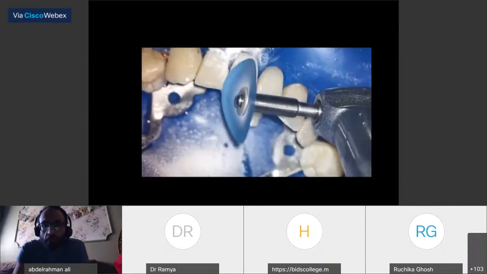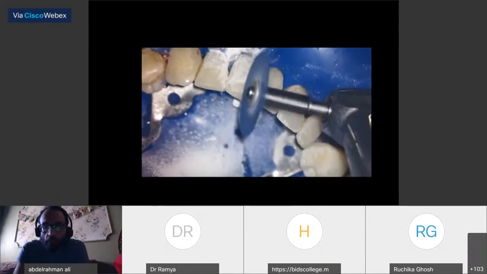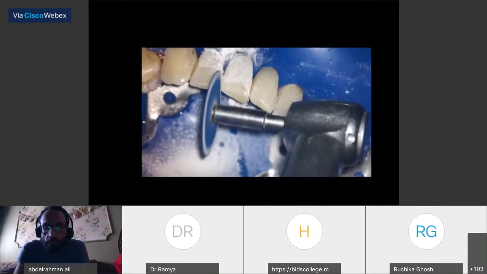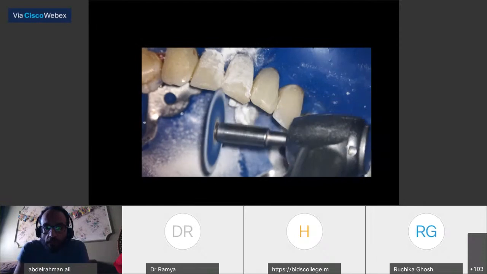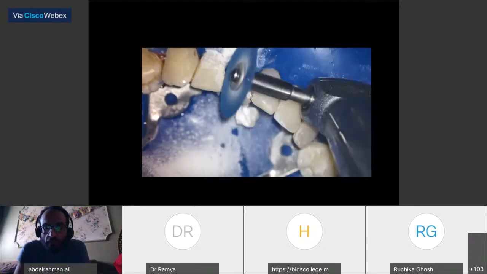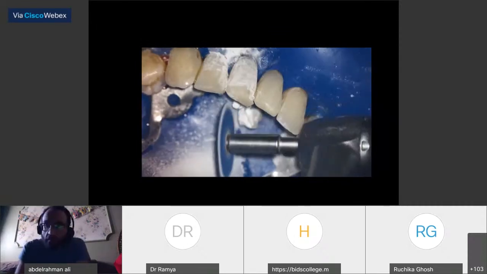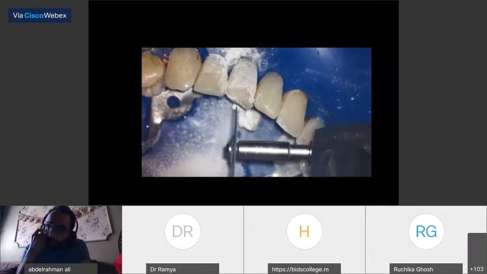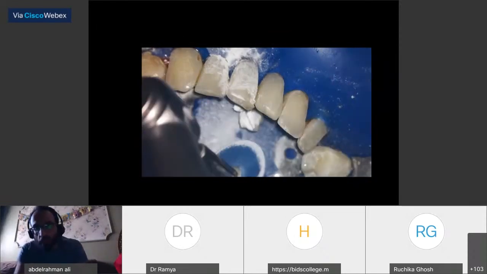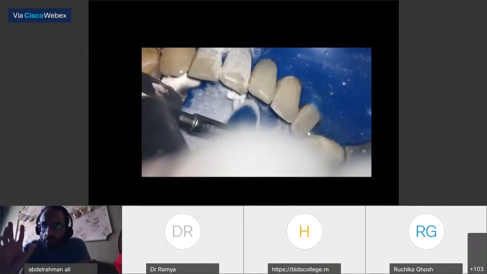Now with the disc, you start to recontour the line angle. And remember that the speed of the disc is very important, not more than 3,000 RPM. So you have to use an electric motor to be able to control the speeds. I know it's not possible in the college, but you can use the adapter to adjust that.